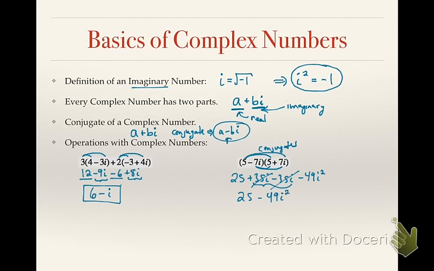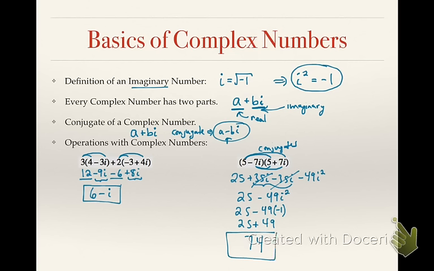Now, a complex number will never have an i squared in its reduced form. It's always going to just have an i, the imaginary part, or a number, the real part. But looking up above, I see i squared is equal to negative 1, so I can substitute a negative 1 in for i squared, which gives me 25 plus 49, which gives me 74.